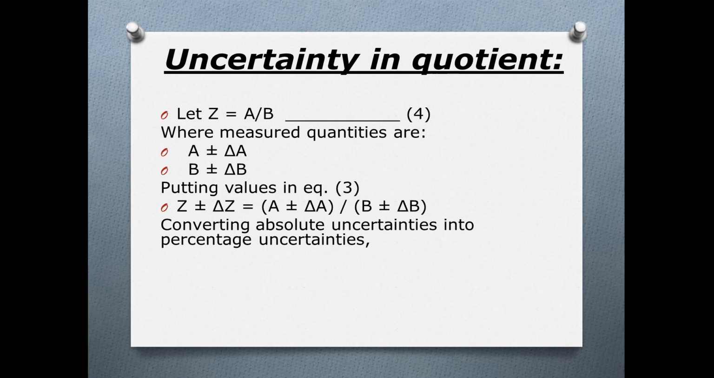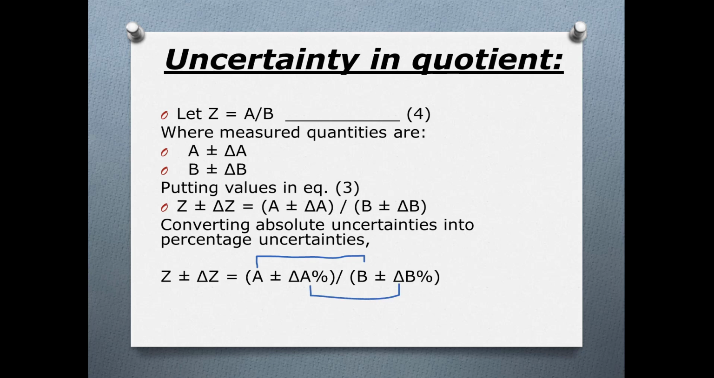So converting absolute uncertainties into percentage uncertainties, we will get Z plus minus delta Z is equal to A plus minus delta A percent divided by B plus minus delta B percent. Okay, so we will divide these two true values and we will add their percentage uncertainties. Keep this in mind, we are always going to add their percentage uncertainties. So what will be there? A divided by B plus minus delta A percent plus delta B percent. So values are divided and their percentage uncertainties are added.